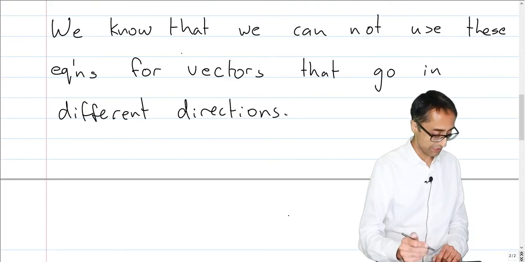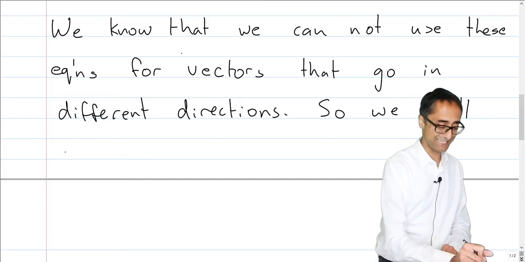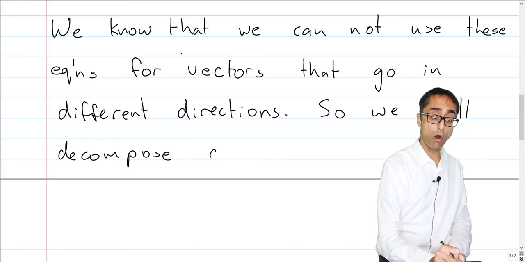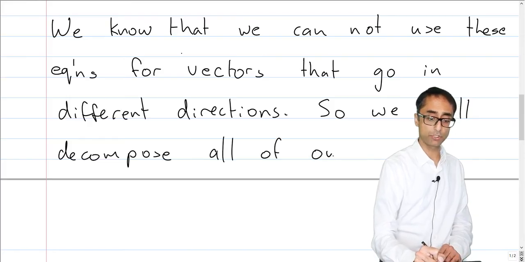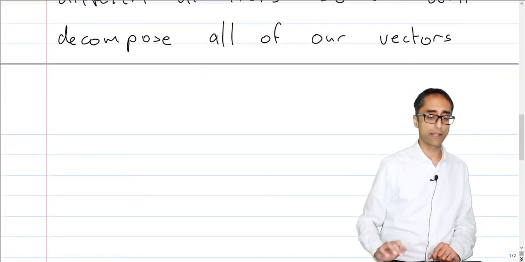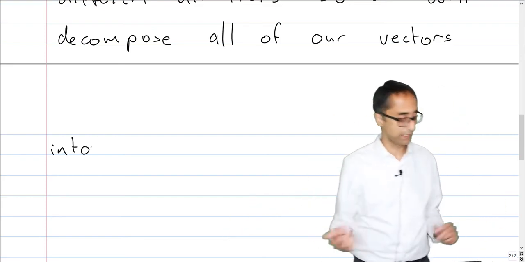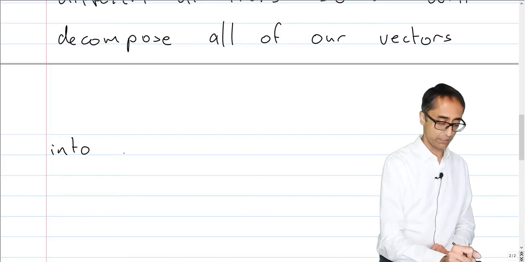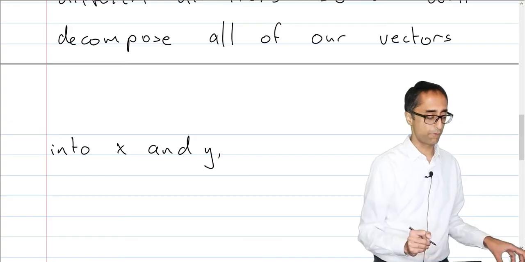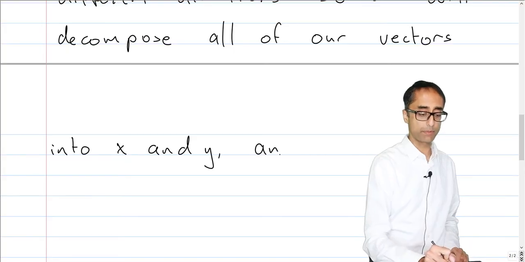And so what we do is we decompose. So we will decompose all of our vectors in projectile motion. We'll decompose all of our vectors into their x and y components. And I'm labeling those axes x and y. You could label them whatever you want, but traditionally we use the horizontal as always for x and y the vertical. And then we apply our equations.